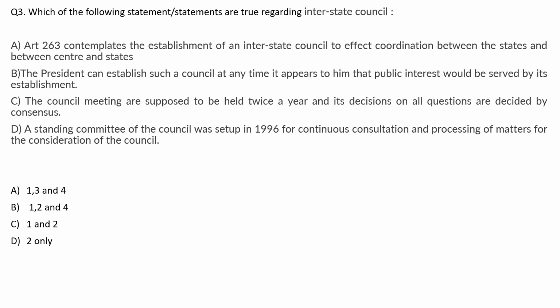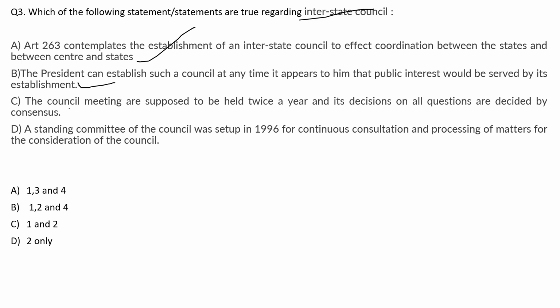Okay, so next we are going to the Interstate Council. Article 263 contemplates the establishment of an Interstate Council to effect coordination between the states and between the center and the states. Okay, this is true. The President can establish such a council at any time it appears to him that the public interest would be served by its establishment. So this should be true.